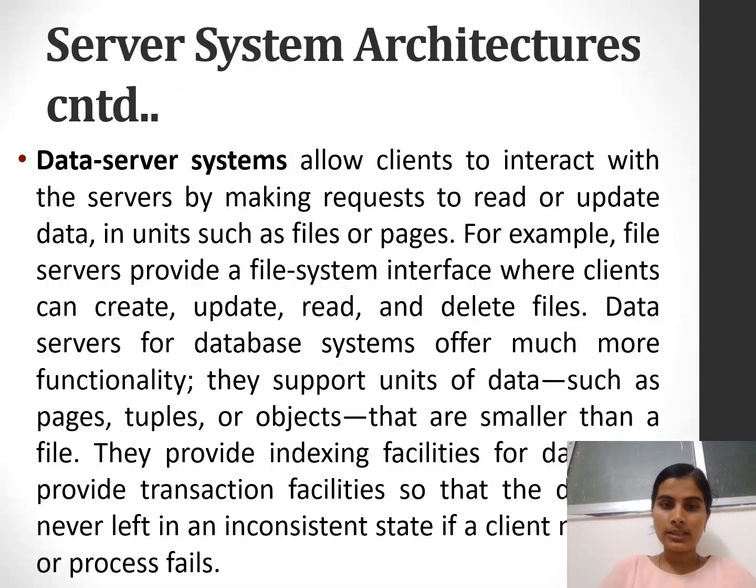Now the data server system allows clients to interact with the server by making requests to read or update data in units such as files or pages. For example, file servers provide a file system interface where clients can create, update, read and delete files. Data servers for a database system offer much more functionality. They support units of data such as pages, tuples or objects that are smaller than a file. They provide indexing facilities for the data and provide transaction facilities so that the data are never left in an inconsistent state if a client machine or a process fails.